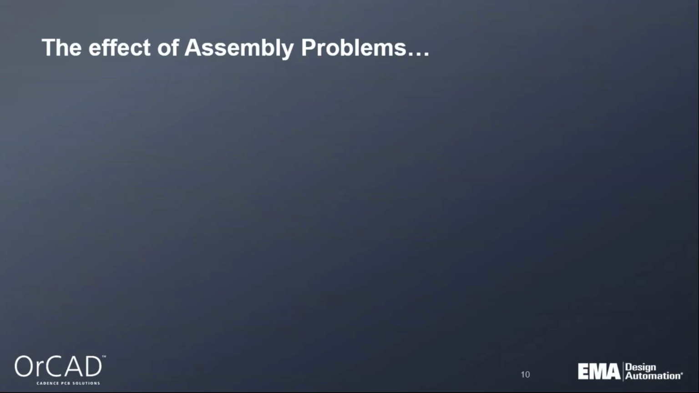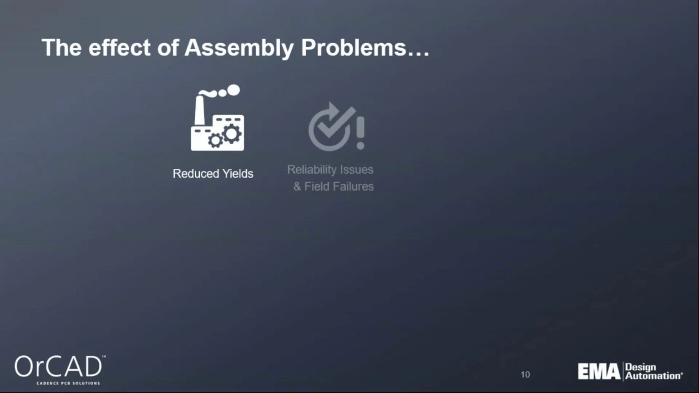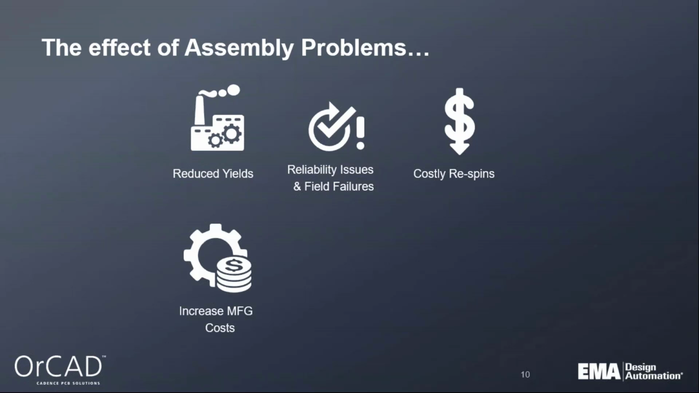So the effect of assembly problems, what are those effects that we're seeing out there? We're seeing reduced yields, which are going to be a problem, reliability issues, and a lot of field failures. It's going to cost you a lot more money to do respins. We want to try to avoid that. We're going to increase our manufacturing costs.